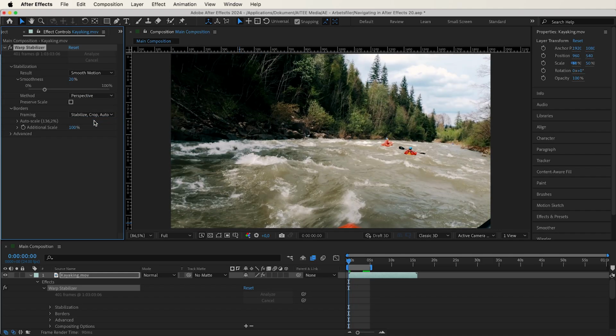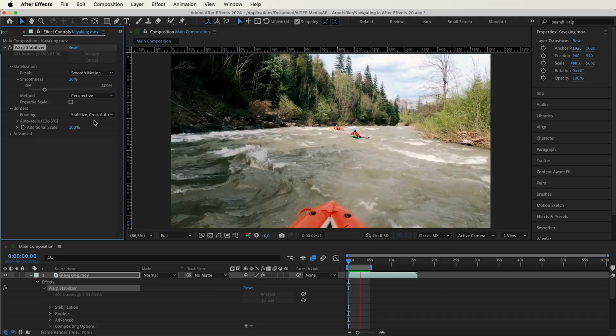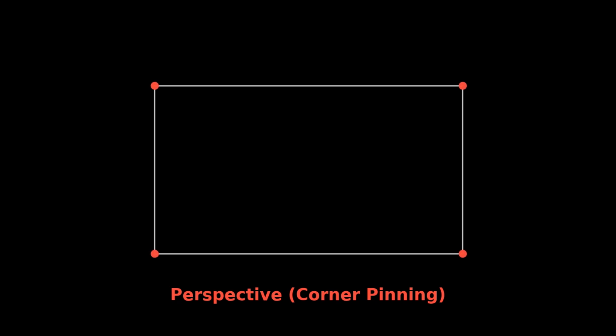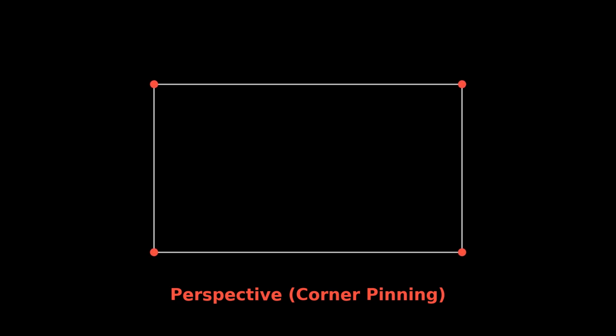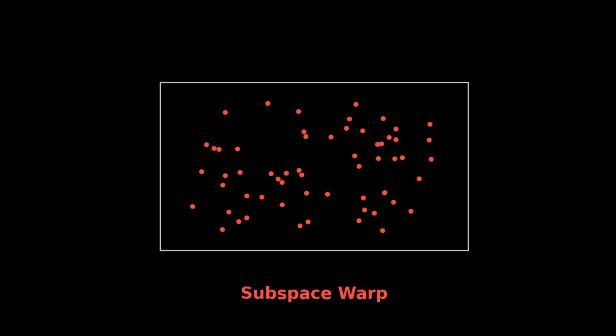Then there's the method of Perspective, which also introduces some distortion or deforming again, and uses a 4-point corner pinning when stabilizing the footage, compared to the Subspace Warp, which instead uses multiple different reference points in the footage for a bit more detailed control.